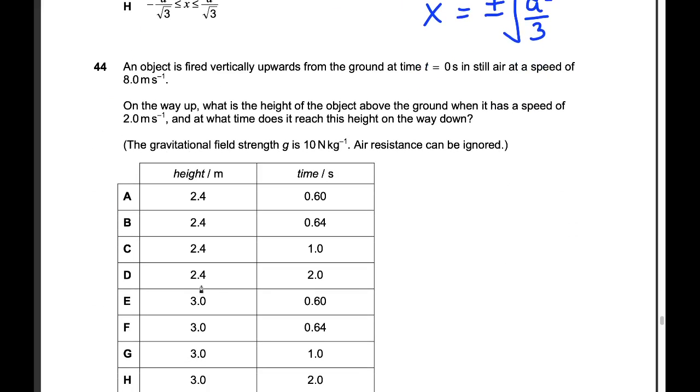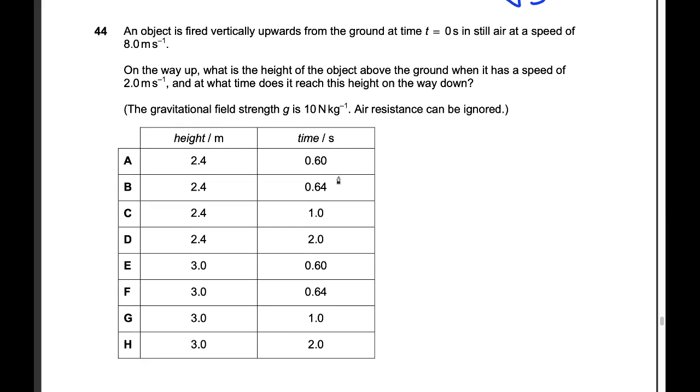An object is fired vertically upwards from ground at time t equals 0 in still air at a speed of 8 meters per second. On the way up, what is the height of the object above the ground when it has a speed of 2 meters per second, and at what time does it reach this height on the way down? Okay, so way up and way down. I'm going to draw a very brief diagram here. It's going to be a sort of like that. It's not really a projectile motion. It doesn't really go a little bit to the right, but it's just for demonstration purposes here.